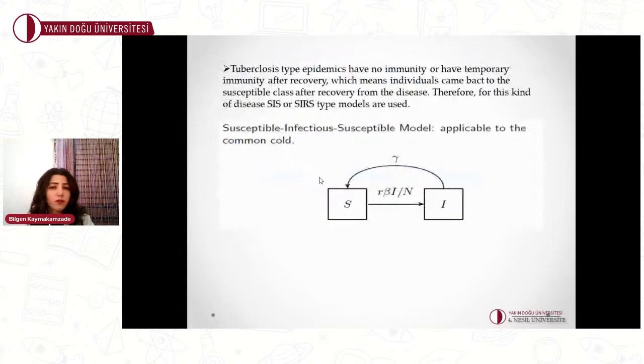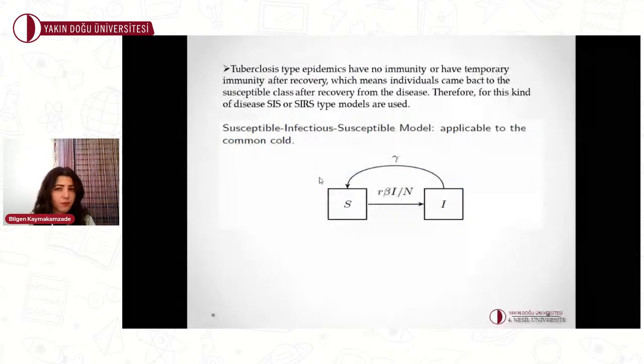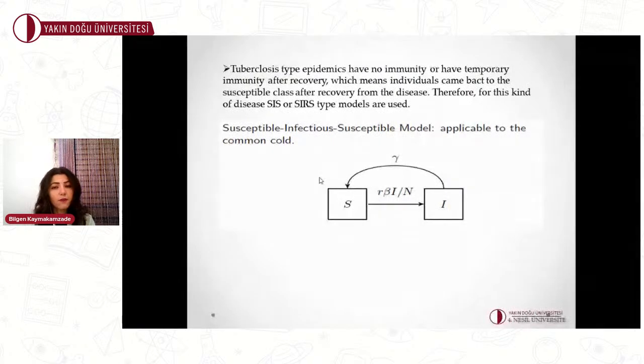And tuberculosis type epidemics have no immunity. So after taking these illnesses and recovering from the infected class, we can go back to the susceptible class because we can again contact an infected person and take this disease again in our body. So this kind of model needs an SIS type model.